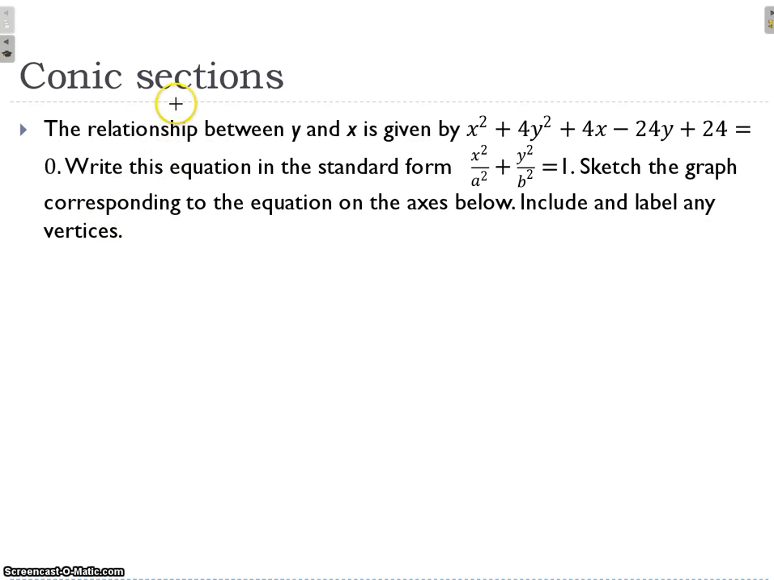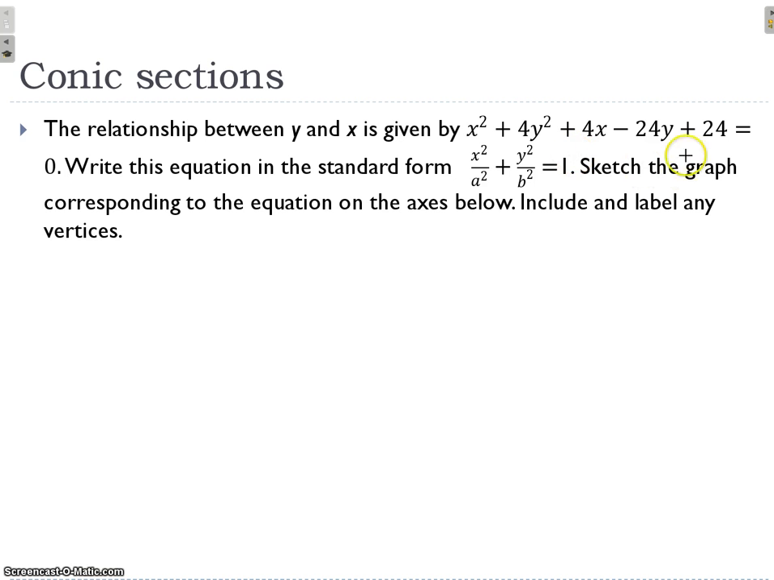Today we are going to learn how to write the equation of conic sections in standard form and sketch the graph. This is the equation given: x squared plus 4y squared plus 4x subtract 24y plus 24 equals 0. And we have to write this equation in the standard form of x squared divided by a squared plus y squared divided by b squared equals 1. As you have learned before, this is actually the equation of an ellipse.